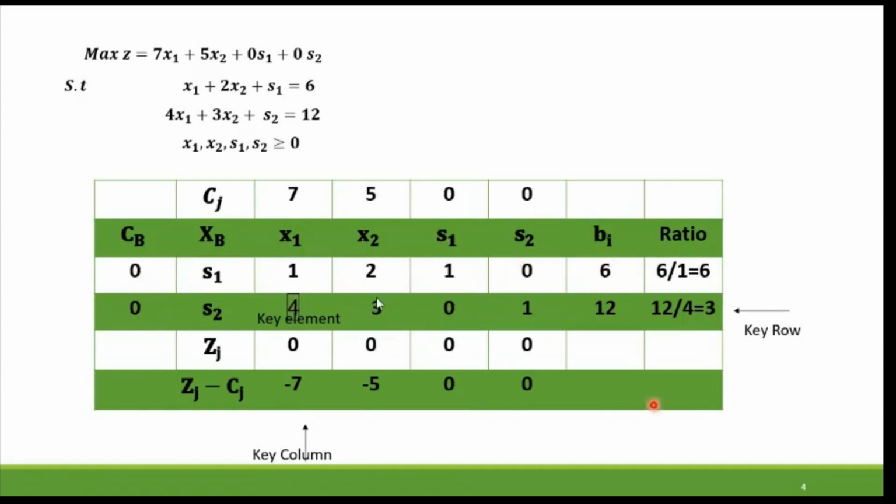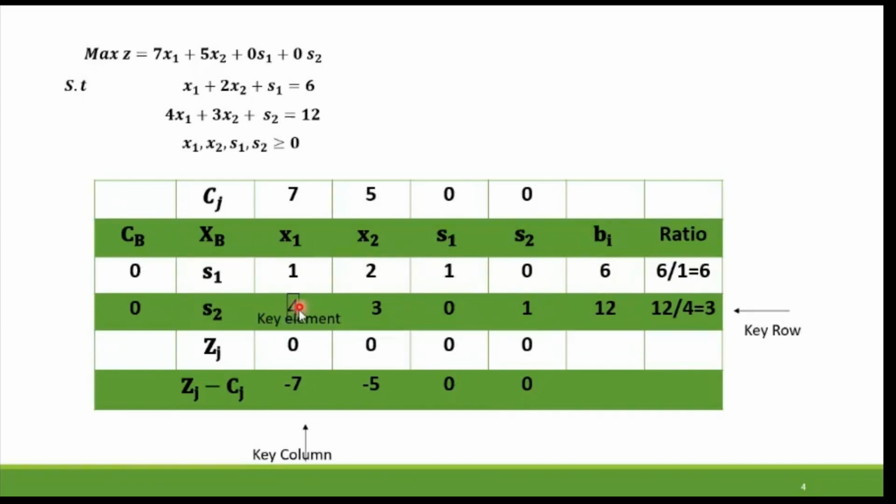उसके बाद एवरीथिंग लिखने की जरूरत नहीं है. जो हमारा की कॉलम की एलिमेंट है उसको 1 करना है. Whatever is the key element, make the key element 1 by dividing the entire row by 4. You have to make the key element 1 by dividing only by this transformation. You cannot interchange, you cannot do any other transformations. You have to make this element 1 only by dividing the second row by 4.